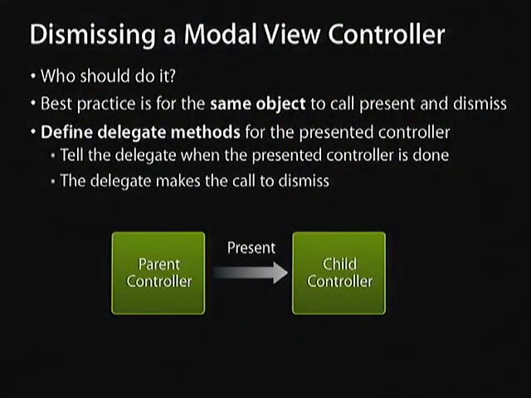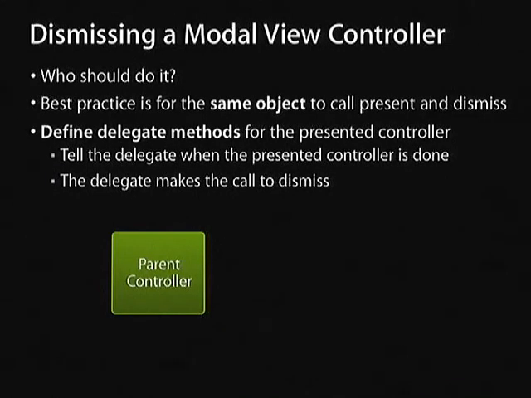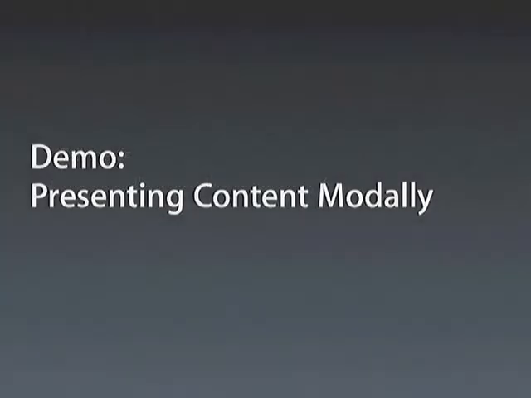Here we've got this parent controller. It called present modal view controller animated and got this child controller to display. We don't really show it here, but it sets itself as the delegate of the child. Then the child, when it's done, says, hey, whoever my delegate is, I'm done, it's time for you to dismiss me. Then the parent will call dismiss, and the child goes away. So, kind of what I just said there, but let's see some code.